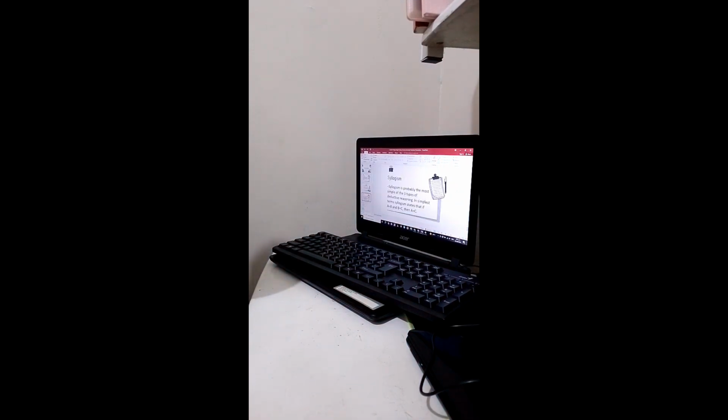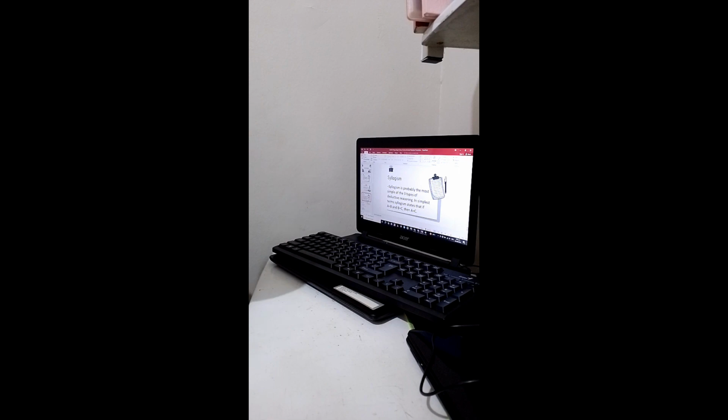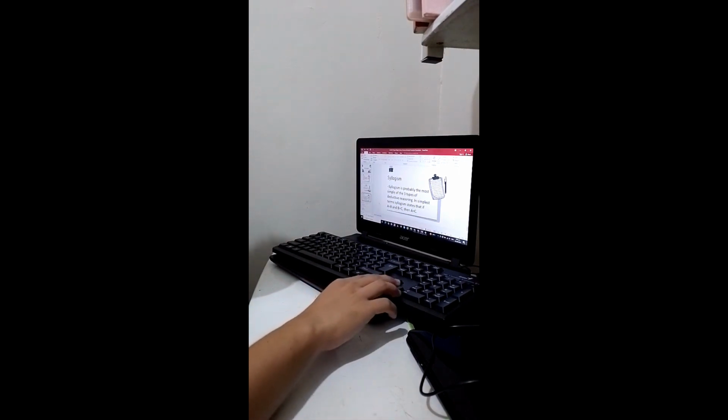Syllogism is the most used type of deductive reasoning. Syllogism is probably the simplest of the three types of deductive reasoning. In simplest terms, syllogism states that if A equals B and B equals C, then A equals C, because they both equal B. That is syllogism. Let's start with the examples.